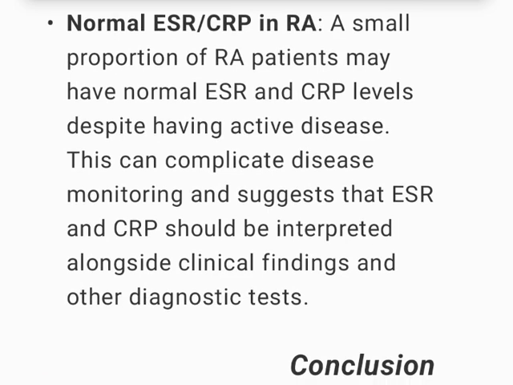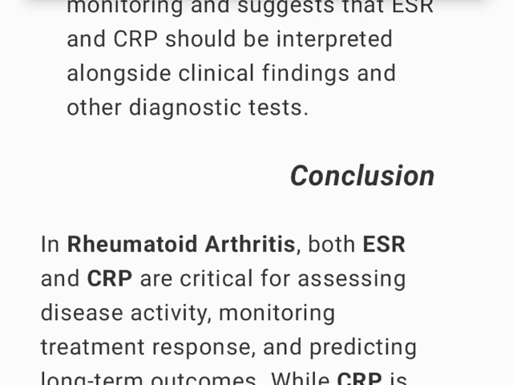Normal ESR, CRP in RA. A small proportion of RA patients may have normal ESR and CRP levels despite having active disease. This can complicate disease monitoring and suggests that ESR and CRP should be interpreted alongside clinical findings and other diagnostic tests.